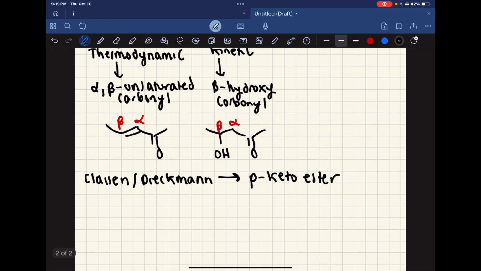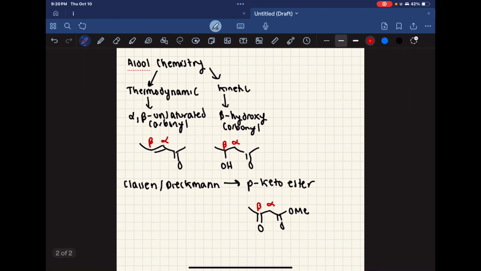And what does a beta keto ester look like? Well, if I had an ester, with respect to the beta position, you have a keto. So again, let's fill in those Greek letters here, alpha, beta. This is a beta keto ester. So we're just building here on our knowledge. We're forming a different functionality.